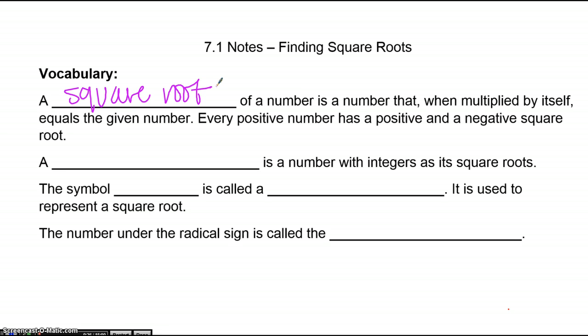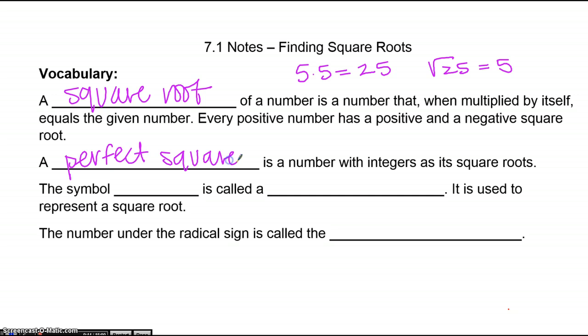So every positive number has a positive and a negative square root. That's like saying 5 times 5 is 25, so the square root of 25 is equal to 5. A perfect square is a number with integers as its square root. An example of an integer is like negative 1, 0, 1, 2, etc. They're whole numbers. They don't have decimals. So those make perfect squares.